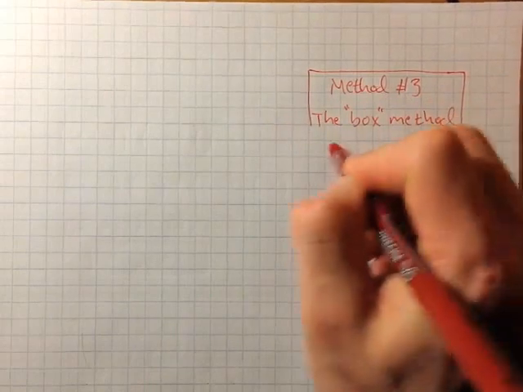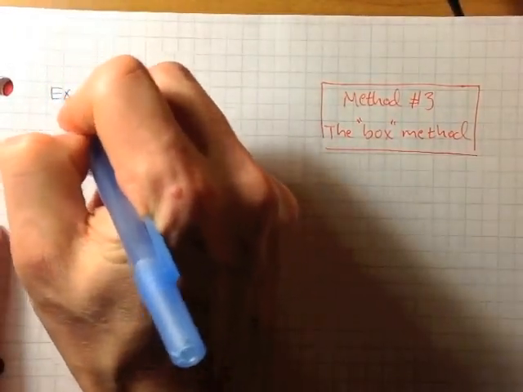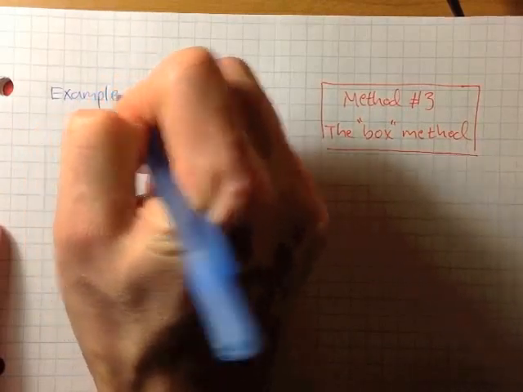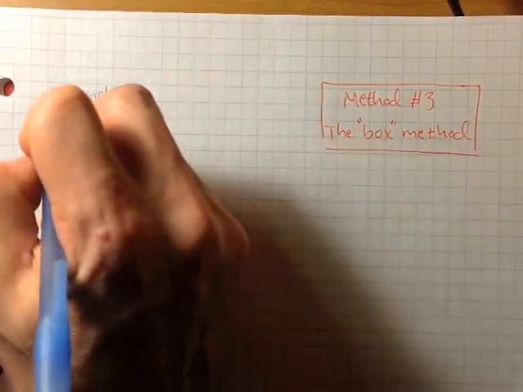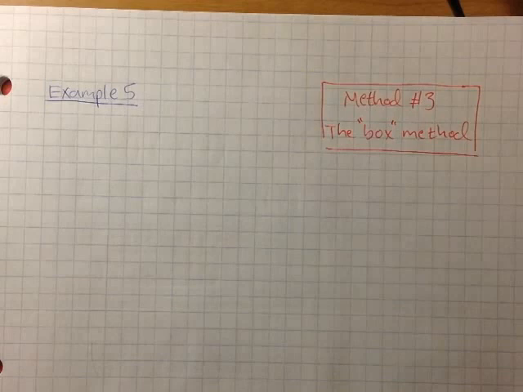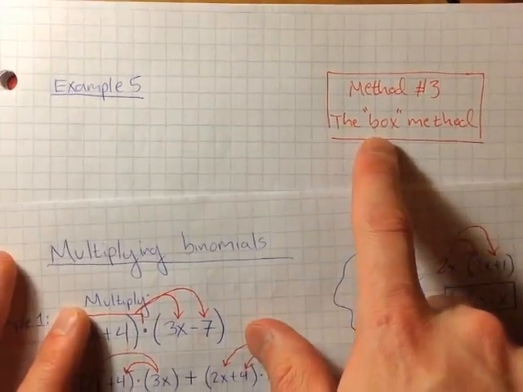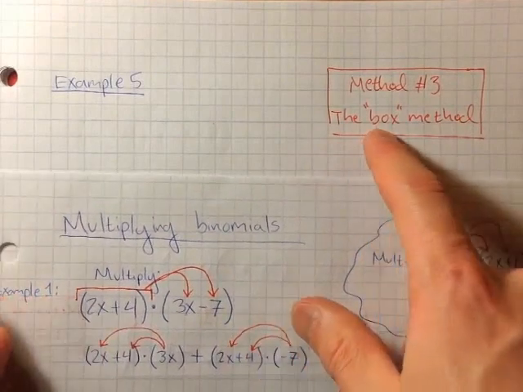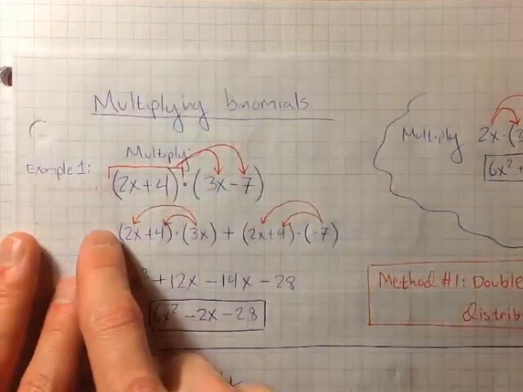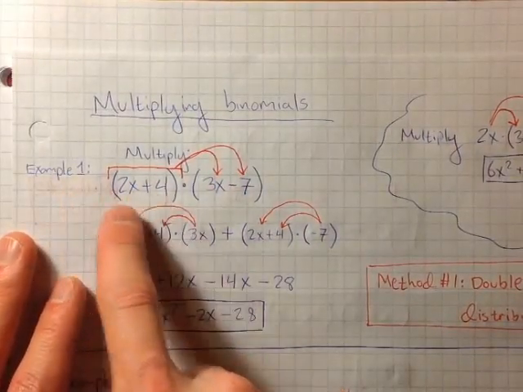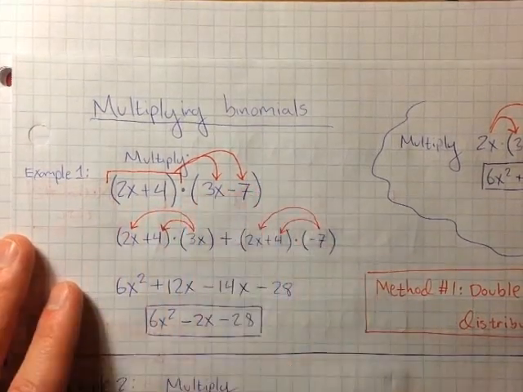What we're going to do is look at one of the examples that we've already done, except instead of using the original method, we're going to use the box method this time, and we're going to try to get the same answer. So how about let's look at example number 1 again. 2x plus 4 times 3x minus 7.